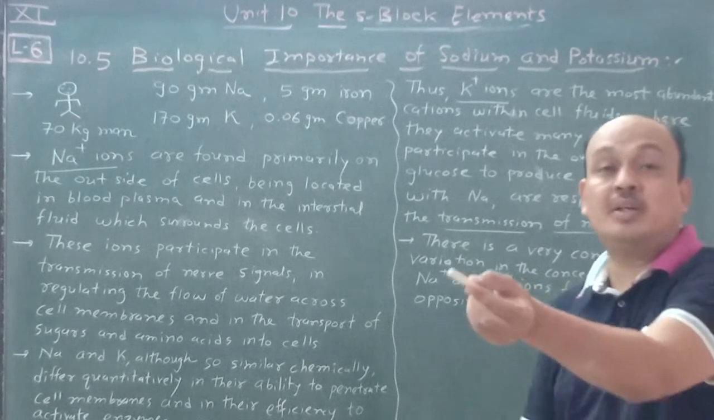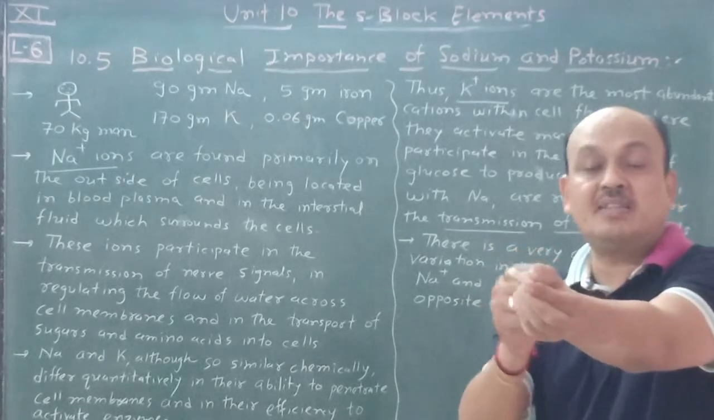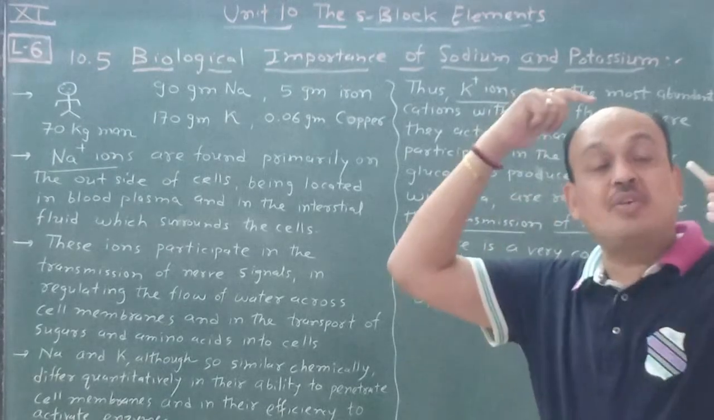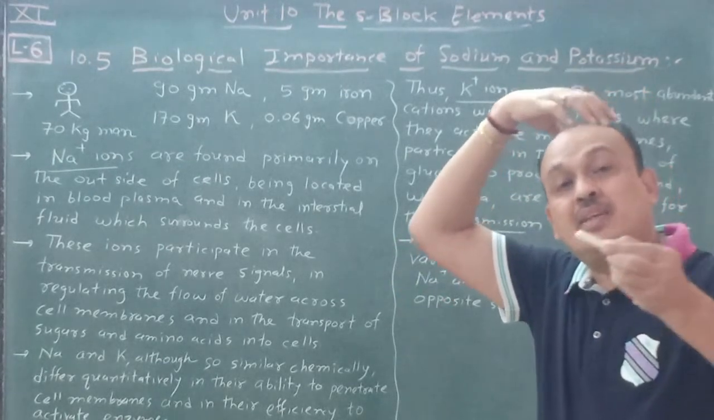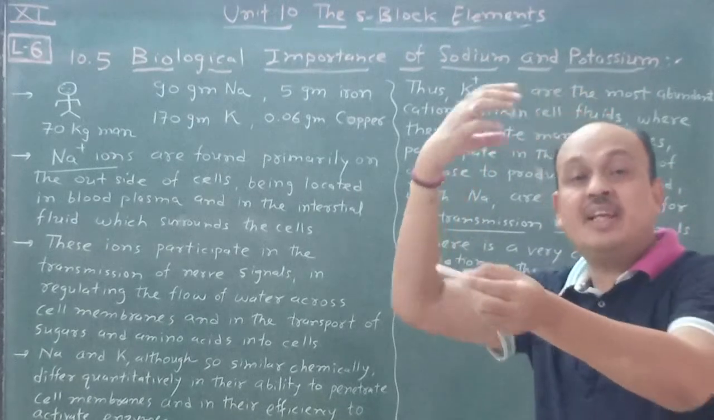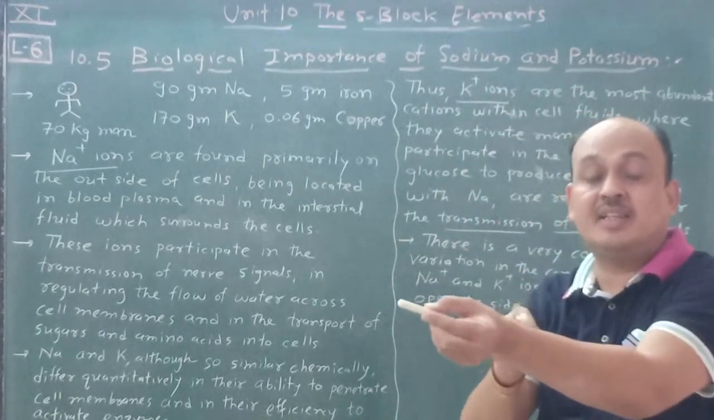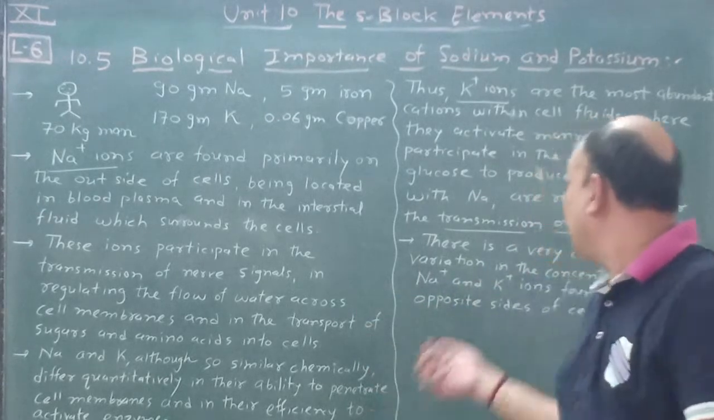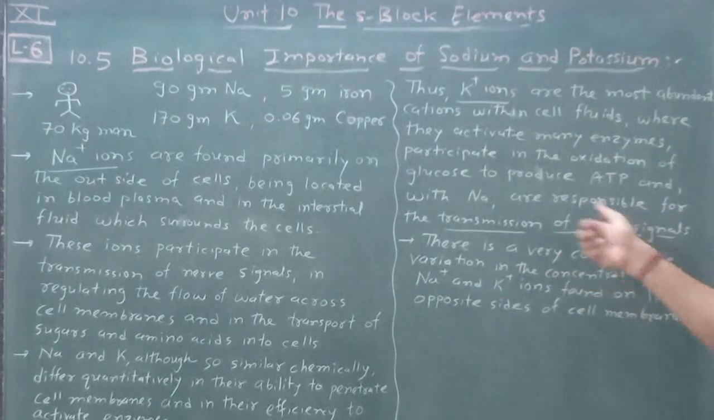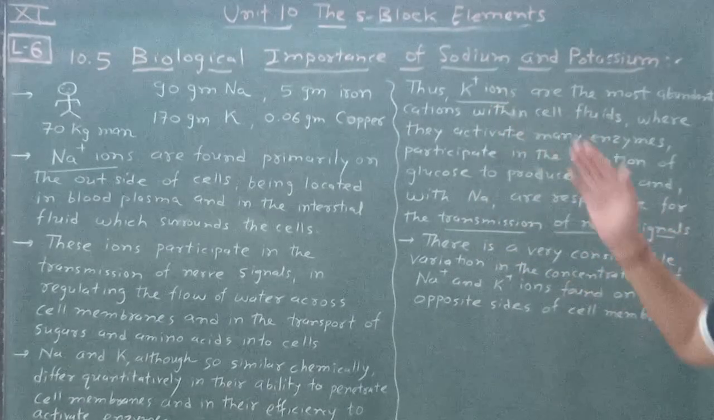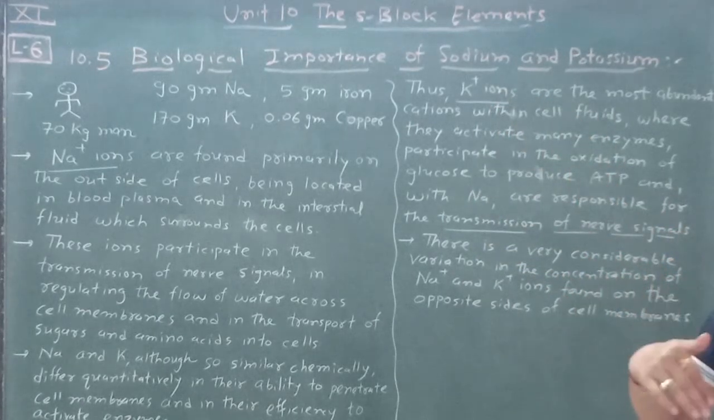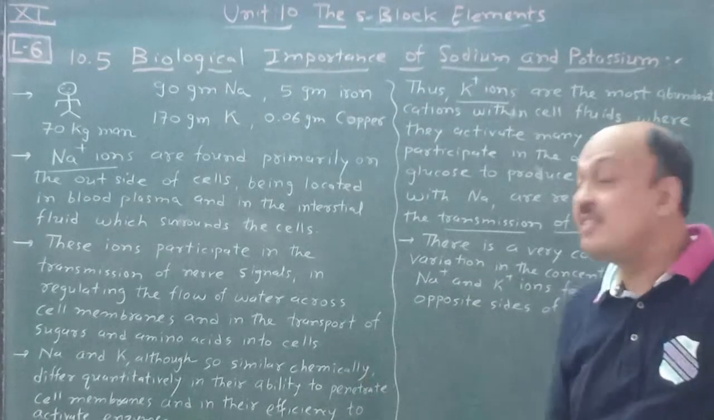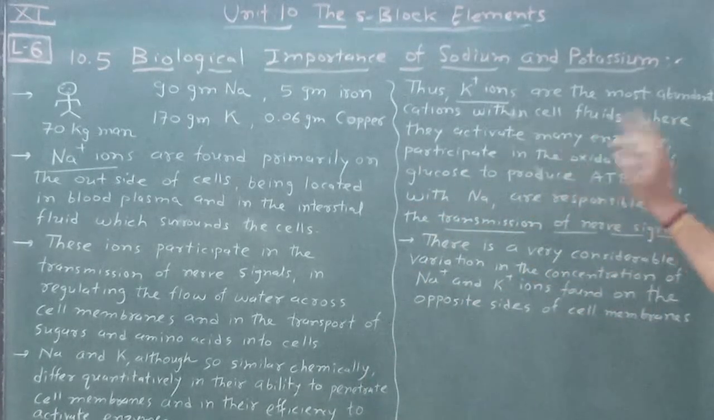Suppose you touch anything, at that time the signal reaches your nervous system, and at the same time you say that something has happened. This is considered as a nerve signal. So this is the transmission of nerve signals due to sodium. And the potassium ion releases certain enzymes; they activate many enzymes.